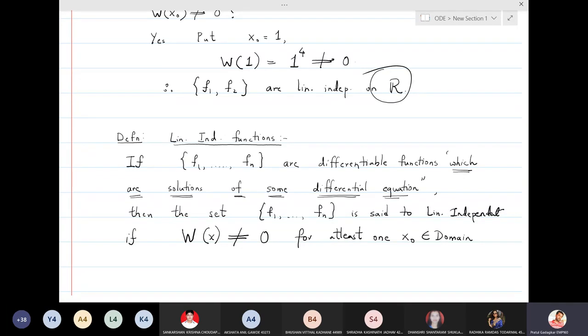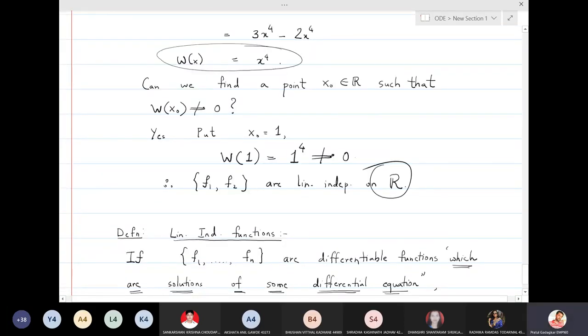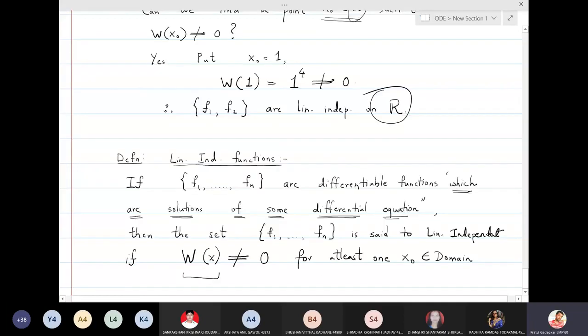Then this set will be said to be linearly independent if I first calculate the Wronskian. Now the Wronskian comes out as a function of x. Then I will start thinking: can I find in the domain one number for which the Wronskian is not 0? At least one such number should be found. Suppose you cannot find even one number for which the Wronskian is non-zero, then the set will become linearly dependent. But if you are able to find one number x naught for which this Wronskian becomes non-zero, then the set will be a linearly independent set.